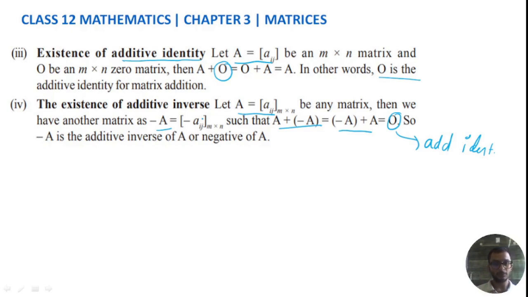Okay. So these are called properties of addition of matrices. These properties are not asked directly, but they ask questions related to them. They will give you a matrix and tell you to verify the commutative law of addition, or verify the associative law of addition. That is how they generally ask in exams.